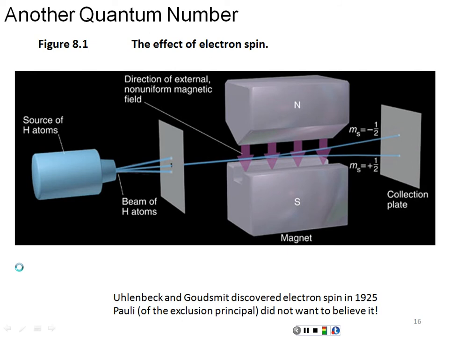So it turns out that electrons have another quantum number, and that is dealing with what we call electron spin. And this was discovered when some scientists shot a beam of electrons through a magnetic field, and they noticed that the beam was bent up and down, meaning that one group of these particles was being attracted by the magnetic field, the other group was being repelled.